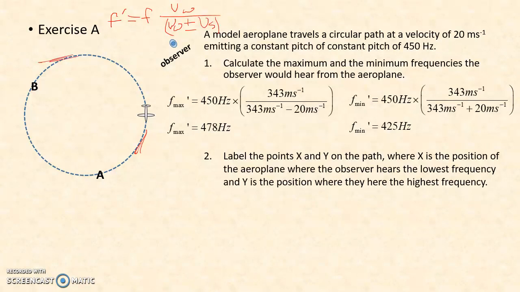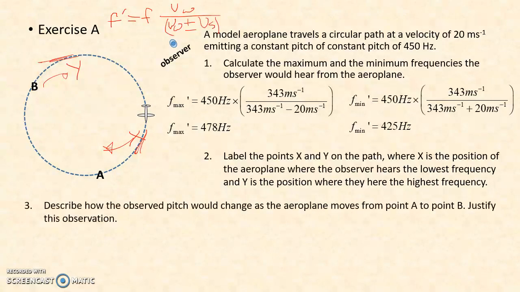But if we look at our aeroplane, it's moving around in this direction. So in this case, it's moving towards, so this is the higher pitch. In this case, at this tangent, it's moving away. This is the lowest pitch. So X is the lowest frequency or lowest pitch here, and Y is the highest pitch. Here we go.